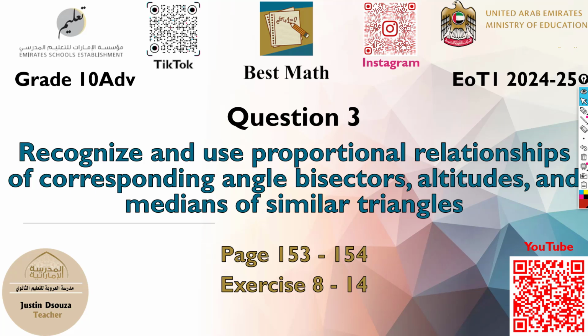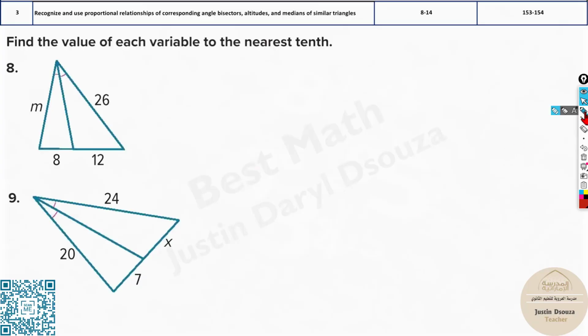Moving on to the third question, it is about triangle proportionality. We have to find the relationship of triangles when there are medians, bisectors, and other parts of triangle. Here, the starting ones are very easy ones. We need to find the value of the variable, the unknown value, x and m over here.